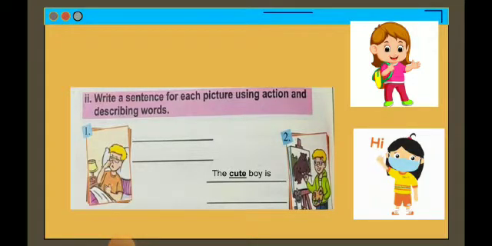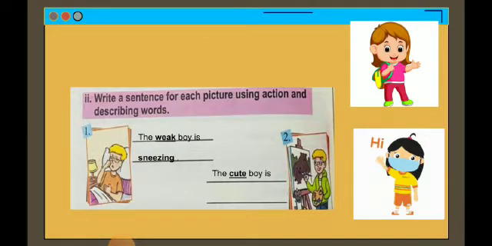You will see the first picture is the boy who is ill. You will write a sentence. The weak boy is sneezing. Weak is the describing word and sneezing is the action word.